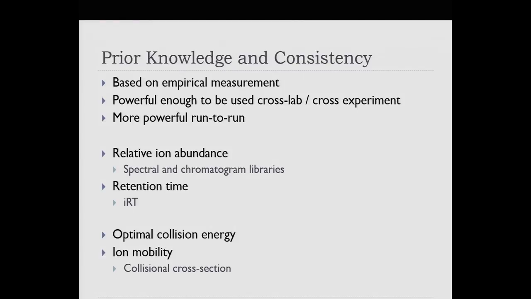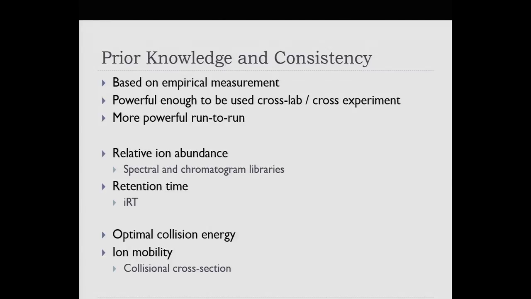So the two primary ones that I'm thinking of are relative ion abundance. You've seen that we're using the relative ion abundance as stored in spectral libraries. We've talked about building chromatogram libraries on Panorama. The fact that we build these libraries says that this is a property that's incredibly stable, and we can take it not only to another instrument in our own lab, but we can send these libraries off to other labs.